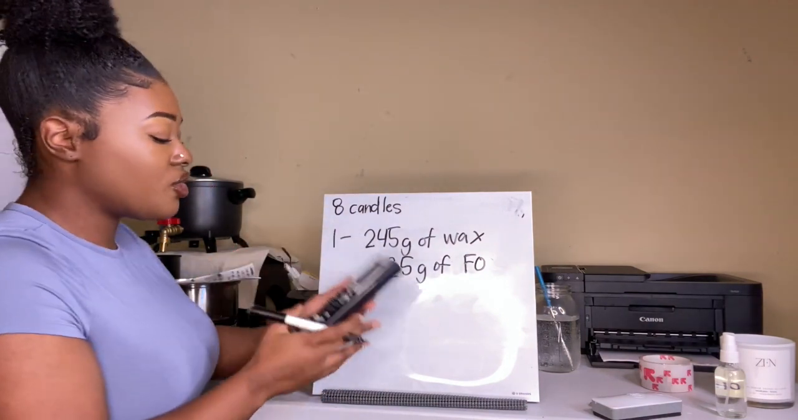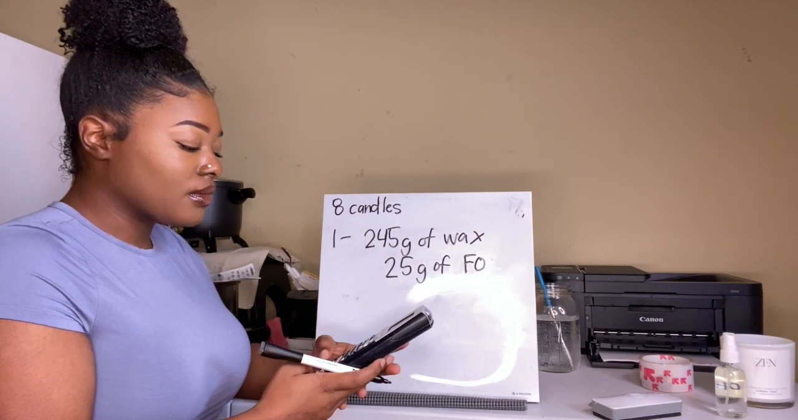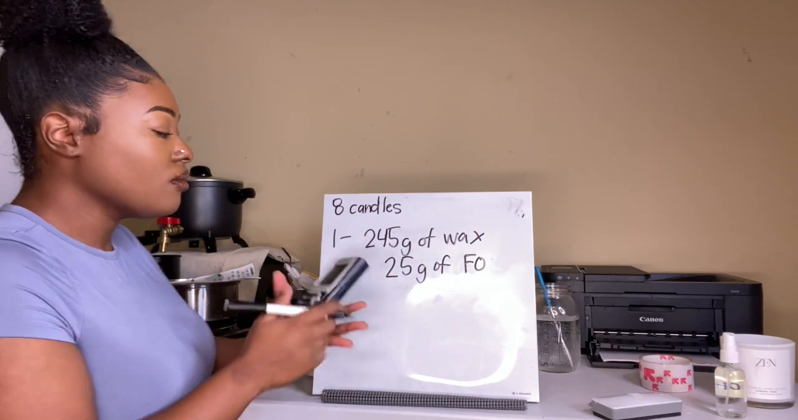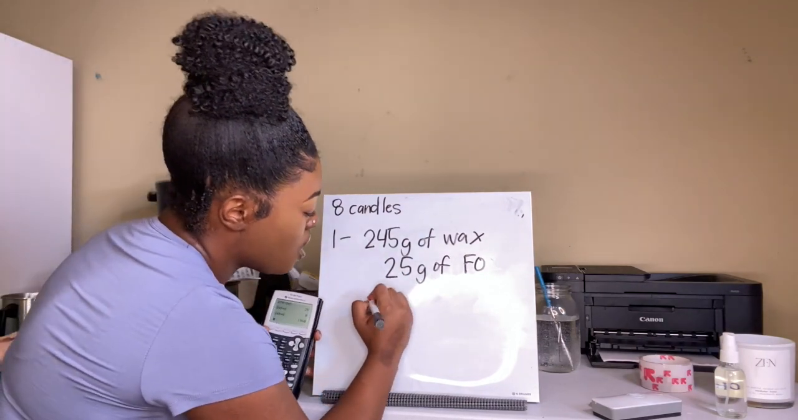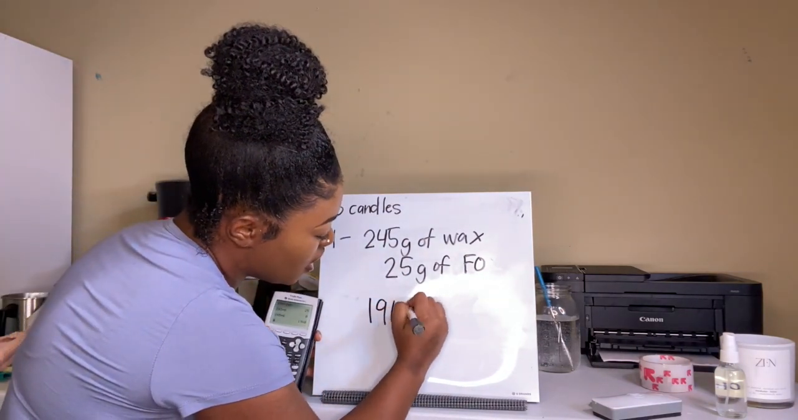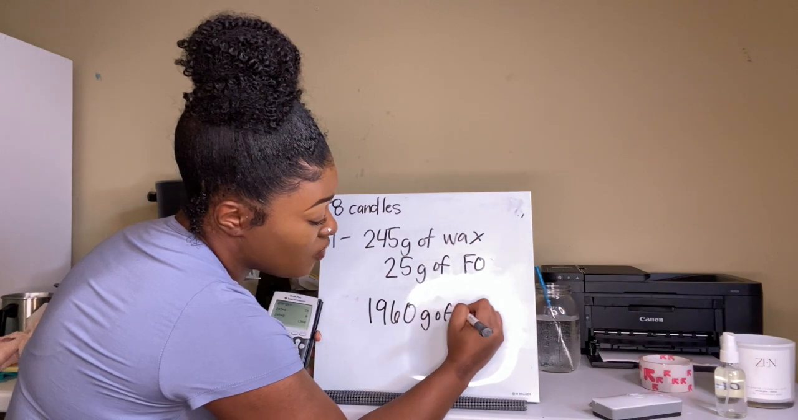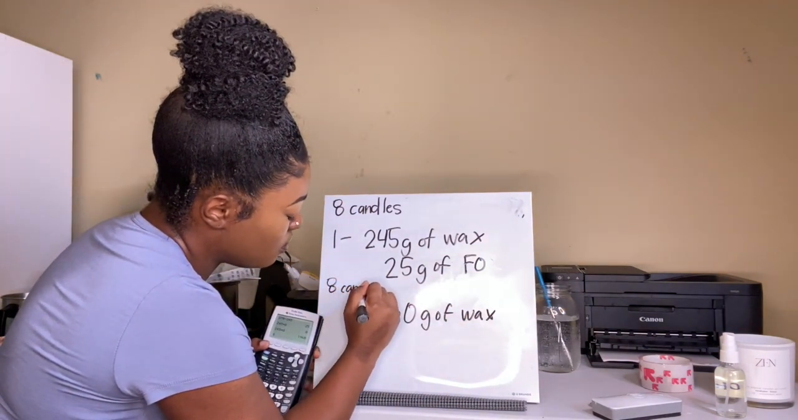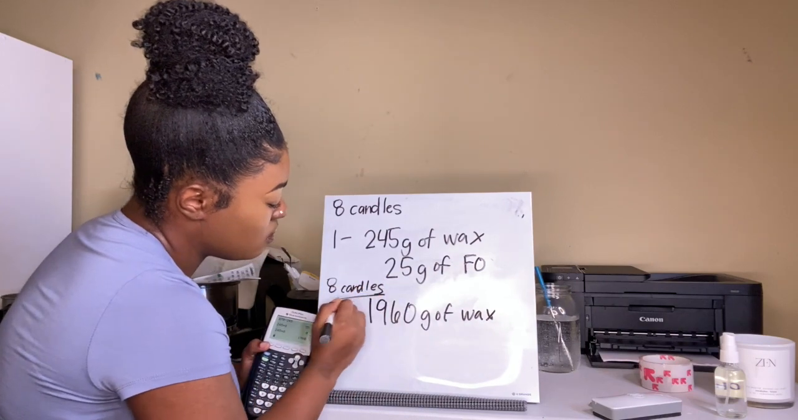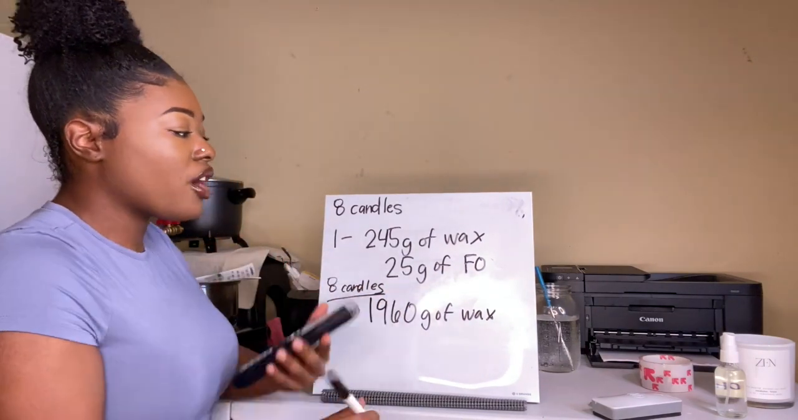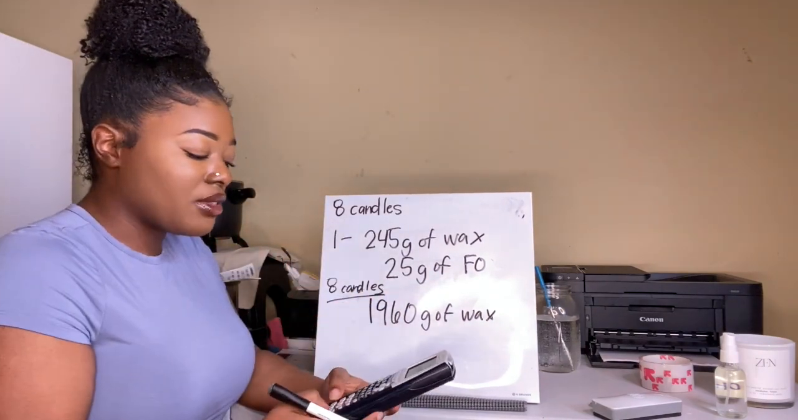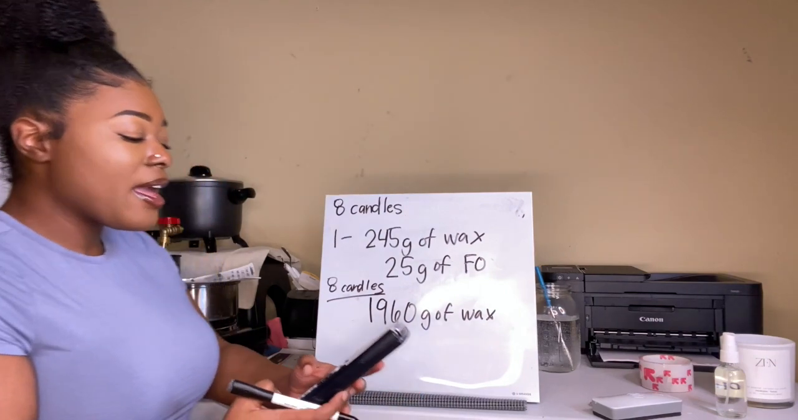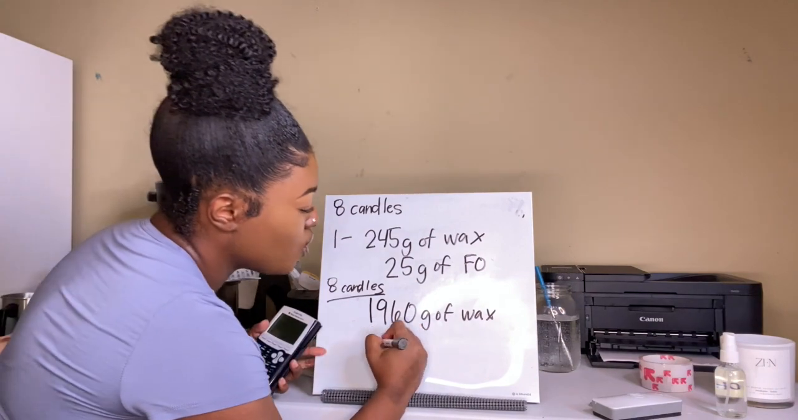So you have 245 times 8, and that's gonna give you 1,960 grams of wax. And then for the fragrance oil, you do the exact same thing. You're gonna take 25 grams and multiply that by 8, and that's gonna give you 200 even.